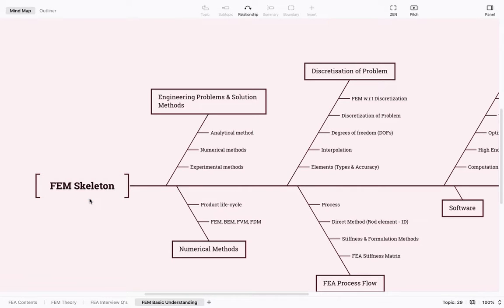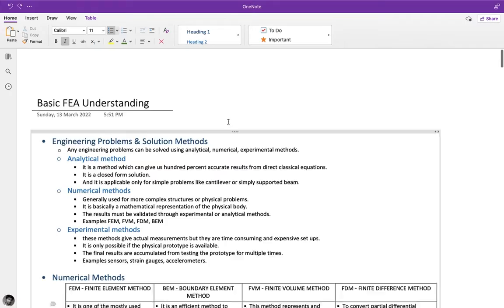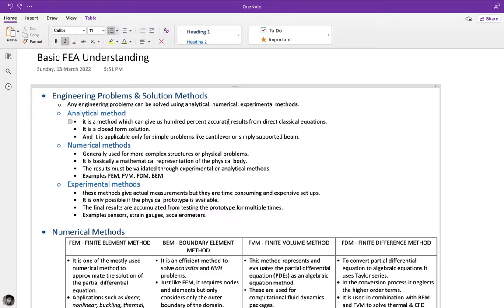Analysis skeleton. We will be talking about the basics, what happens in the finite element analysis. So let's talk about the engineering problems and solution methods. To solve any engineering problem, we have three methods. One is the analytical method, second is the numerical method, third one is the experimental method. So we will just talk about what each one of them are.